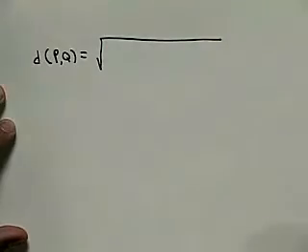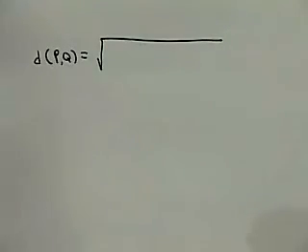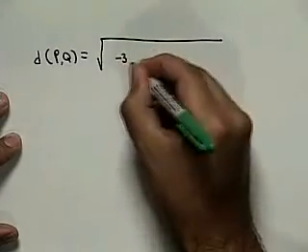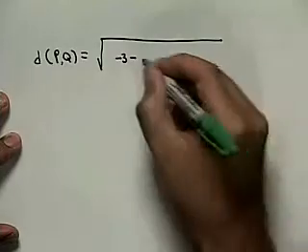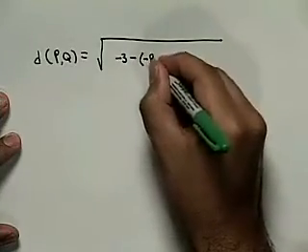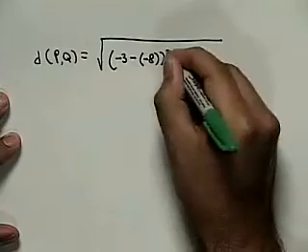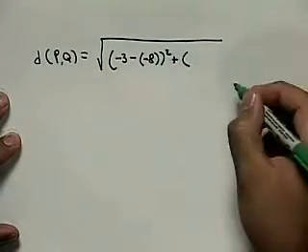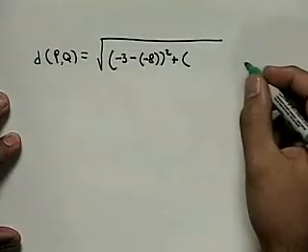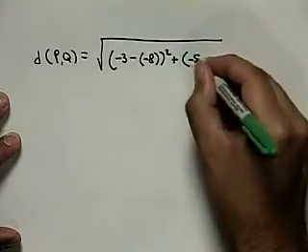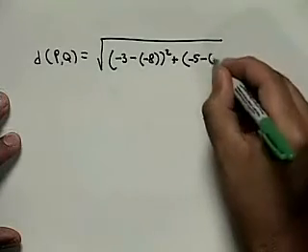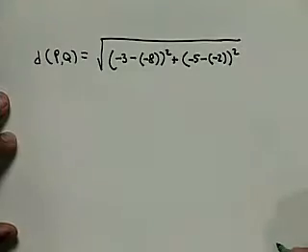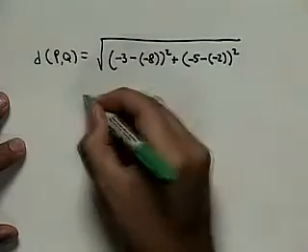The distance formula is equal to the square root, and now what we need to do is take our points and subtract the x values. The second x value that we were given, on point Q, was negative 3, minus the first x value of point P, which was negative 8. So that's our x2 minus x1. And then to that we have to add y2 minus y1. The second y value was negative 5, and the first y value was negative 2. So we have negative 5 minus the negative 2, and then we need to square that.